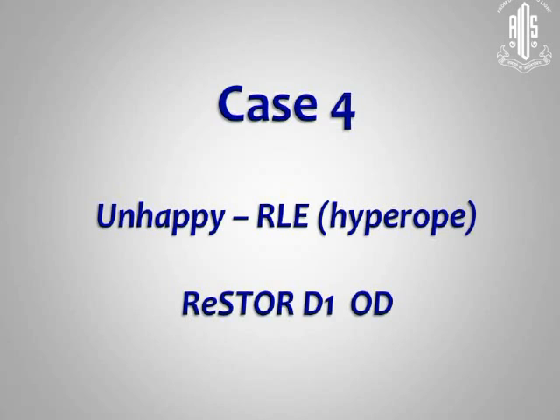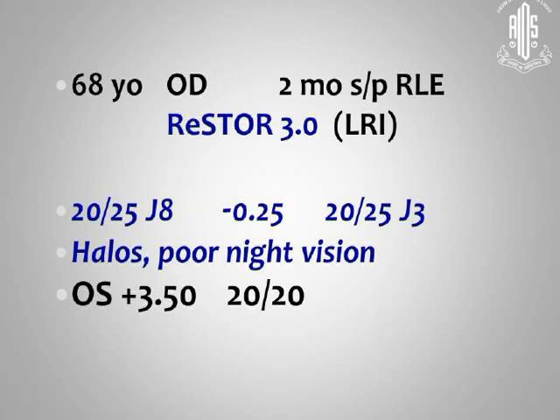One more case to make the point. Unhappy refractive lens exchange. Now, she's a hyperope. She got a Restore in the first eye. This was in Los Angeles. She's 2 months out. She got a Restore. Look, she's 20/20, J5. Refraction's pretty good.